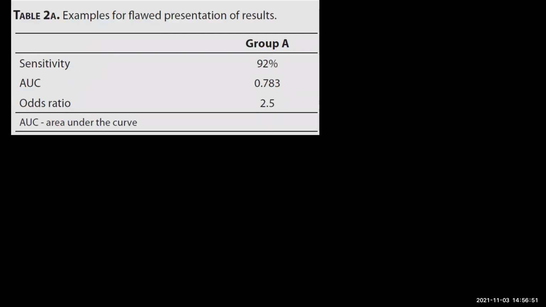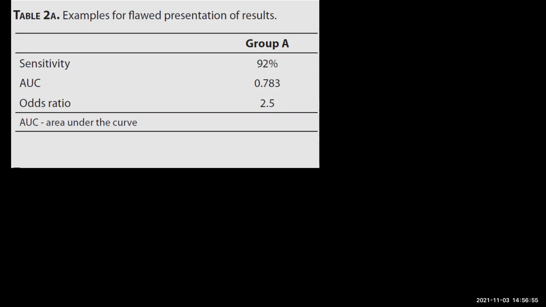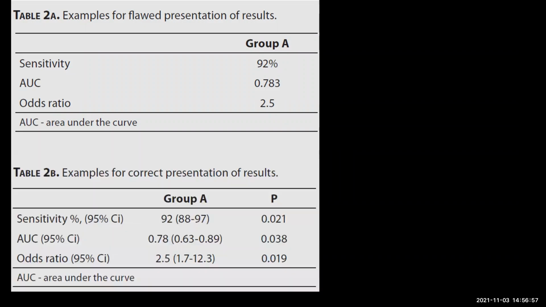Okay, another example of flawed and correct presentation in a table of statistical results is that we want to provide the actual value and the 95% confidence interval, as well as the p-value. So the exact p-value and not just, less significant or non-significant.